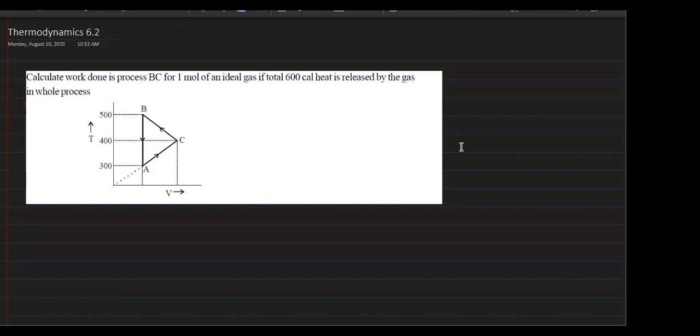Everyone, try to solve this problem. What kind of process is this? First of all, you have to think what kind of process is this. You have to find work done for BC first. For BC, you have to think what kind of process, overall process. Work done in BC, CA, and BA. Then you have to add.